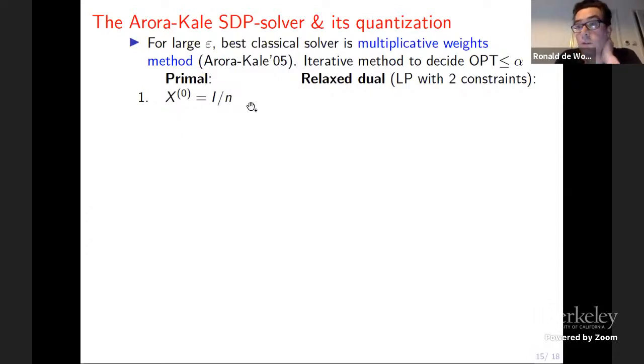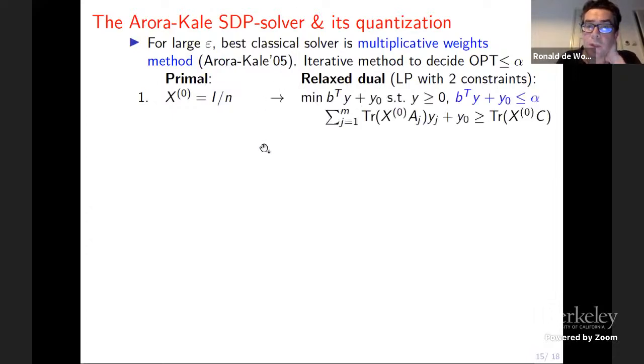Now, from this purported attempt at a feasible solution for the primal, you can derive a very relaxed version of the dual problem. This relaxed version is just going to be a linear program with only 2 constraints. And it looks like this. This looks kind of complicated, so let me point out the different pieces here. This is the same objective function we already had before. This is the new constraint that we're adding, which claims that the optimal value is at most alpha. And this here is just one linear constraint. I've replaced the matrices A_j by the trace inner product between X0 and A_j. So this is just one linear constraint, and here's another linear constraint. So this is a very simple LP now. There are only 2 linear constraints, ignoring the non-negativity conditions.